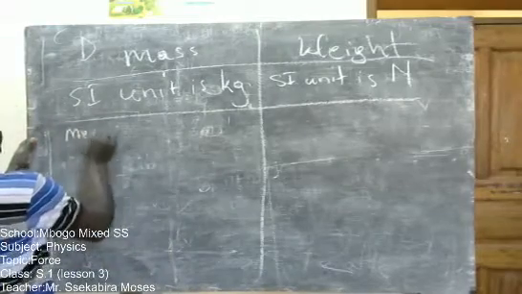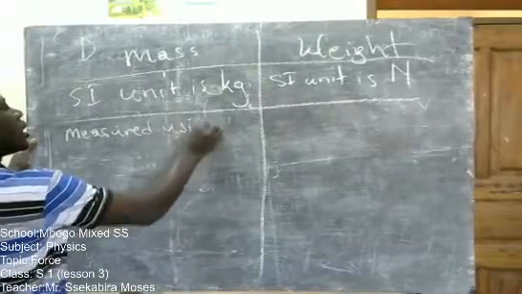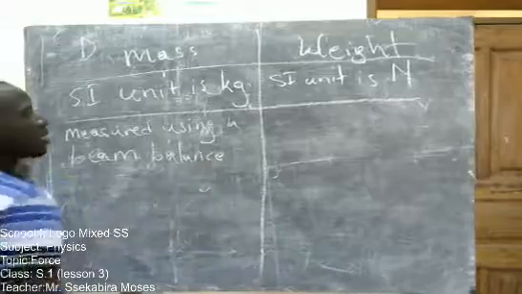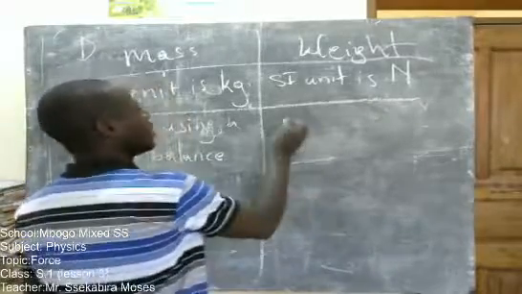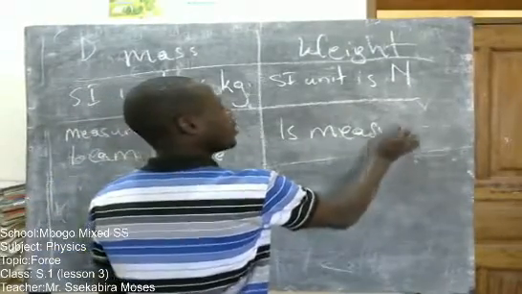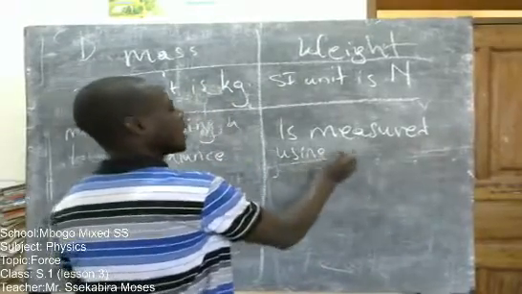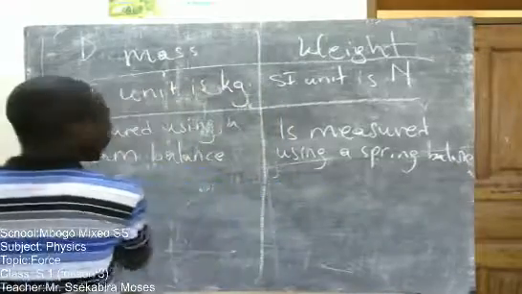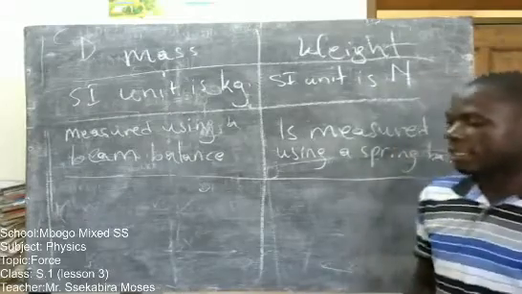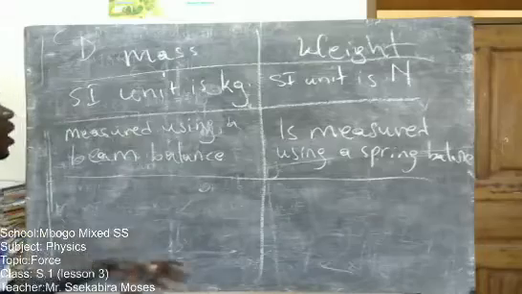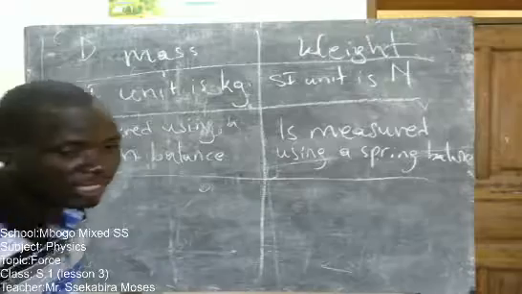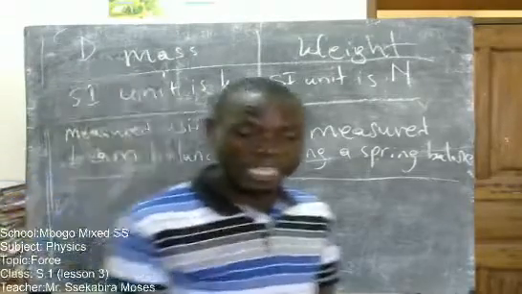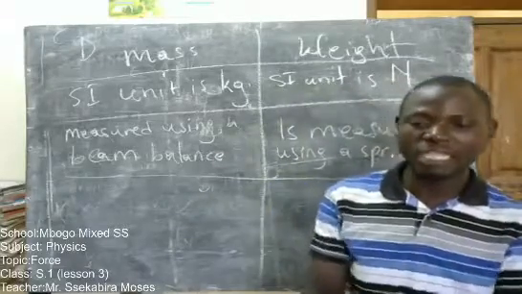Here we have said it is measured using a beam balance. That is a very good answer. Beam balance. Yes. What about here? Is measured using spring balance. We are using the information to give the differences between mass and weight. Then after using the instruments which are used for measuring, we can use them to get the difference between mass and weight. Then the other one said that we can differentiate using the explanation of what is meant by weight and what is meant by mass.